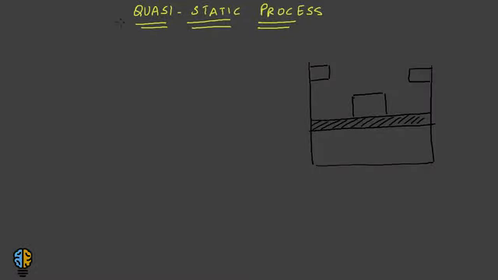Let's now talk about the quasi-static process. To understand this, let us first have a look at this figure given to us. Now this is a simple piston cylinder arrangement. So this is the piston, which can move up and down in this cylinder. Now what is new in this system?